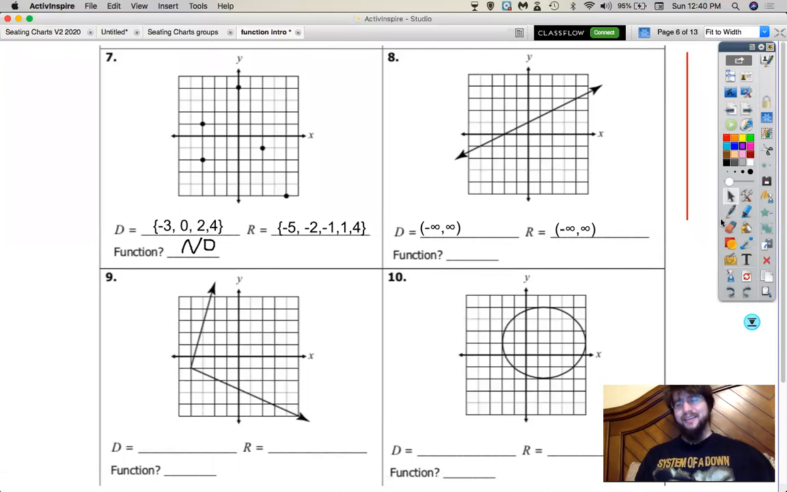So that's why we needed to make sure we knew what interval notation was from last week, because we're going to be using it a lot from now until we die.